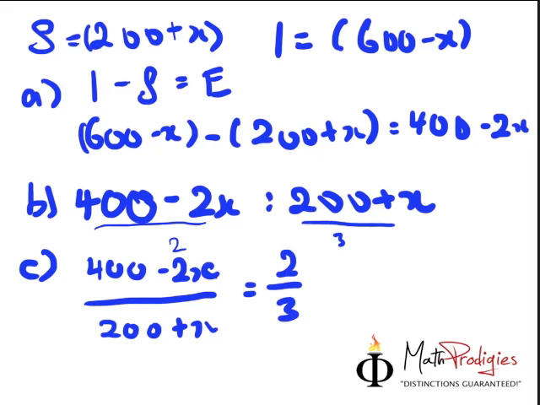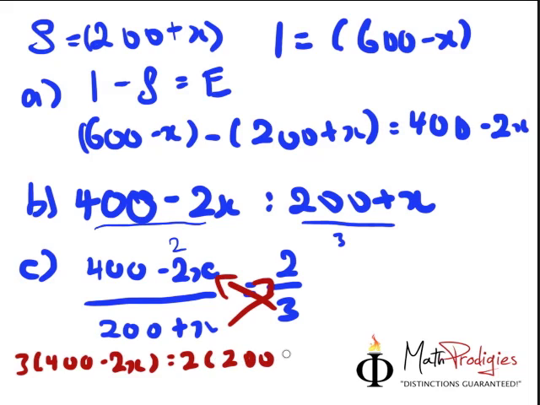And from here, as you may know, when you see a fraction equal to a fraction, you just have to cross multiply. So what you're left with is 3 times 400 minus 2X is equal to 2 times 200 plus X. 3 times 400 gives you 1200. 3 times minus 2X gives you minus 6X, equal to 2 times 200 which gives you 400, and 2 times plus X gives you plus 2X.